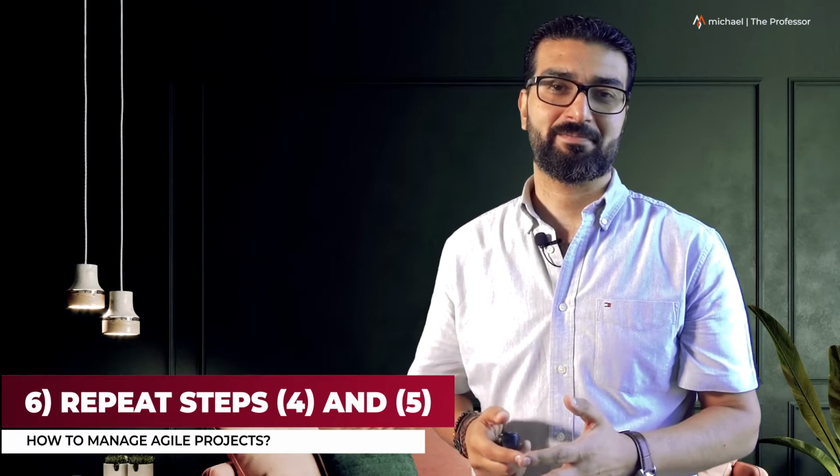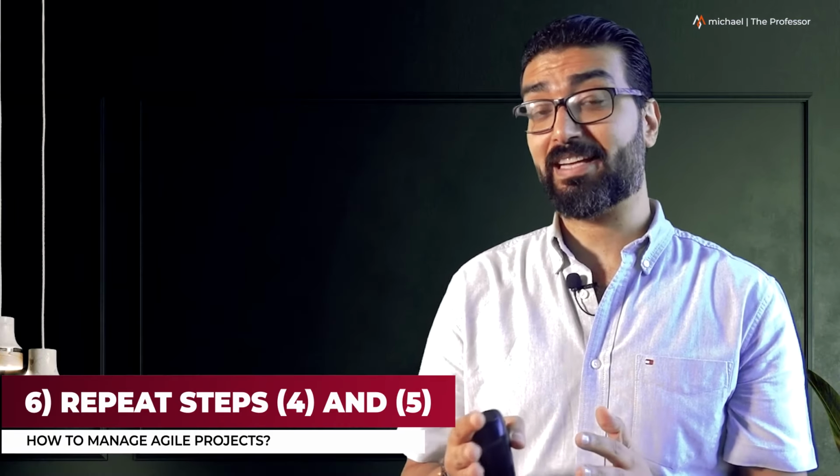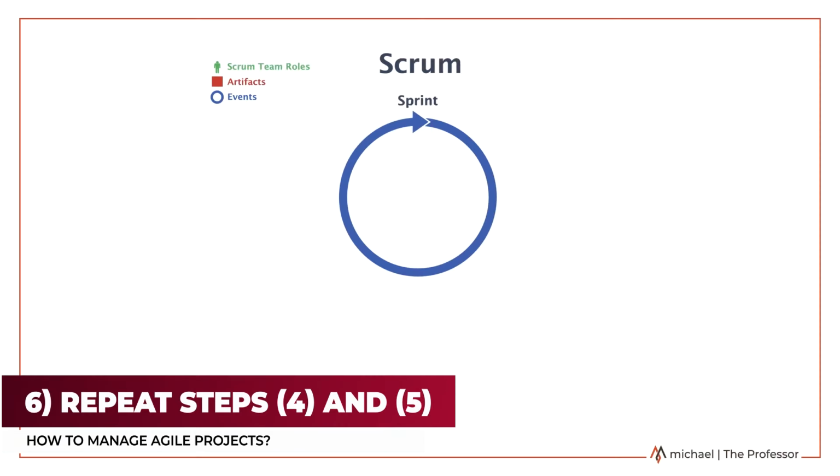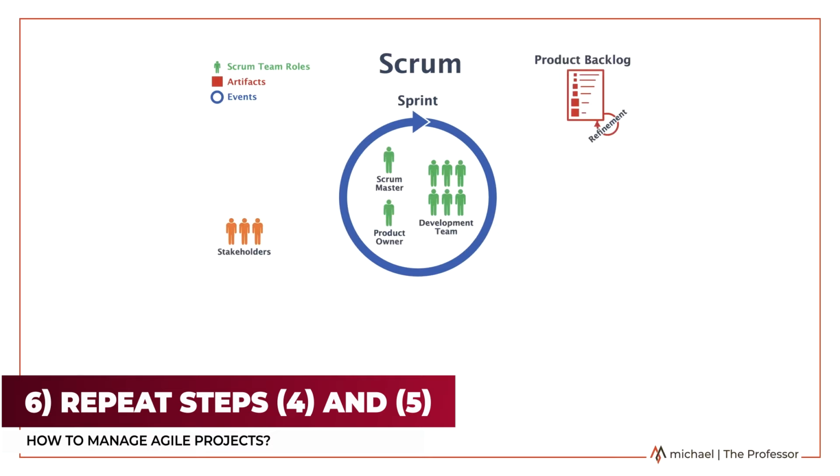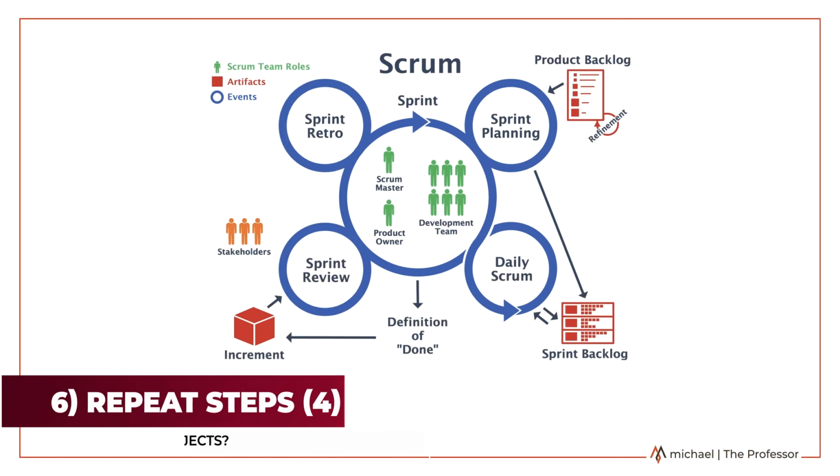Number 6. Repeat steps 4 and 5. The detailed planning for the next sprint is now finalized, and the cycle repeats itself until you complete the last sprint and deliver the final product to the customer.